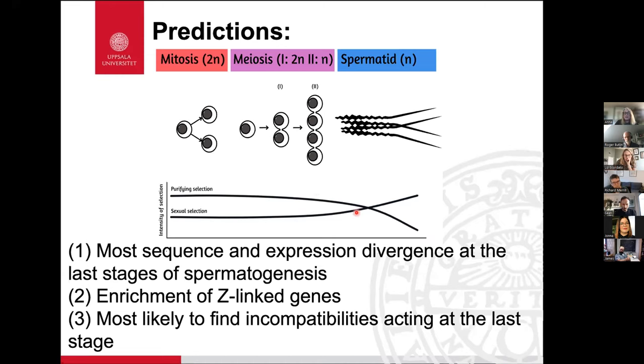But the very final stage is subject to strong sexual selection. And this is the stage where the sperm get all these traits that vary a lot between species. So we expected also to see an enrichment of sex-linked genes because sex-specific traits are expected to be encoded by the sex chromosomes, which is the Z chromosome in birds. And we also thought it would be most likely to find incompatibilities acting on the later stages because these are fast evolving genes and there should be more differences between these two species found here at this last stage.